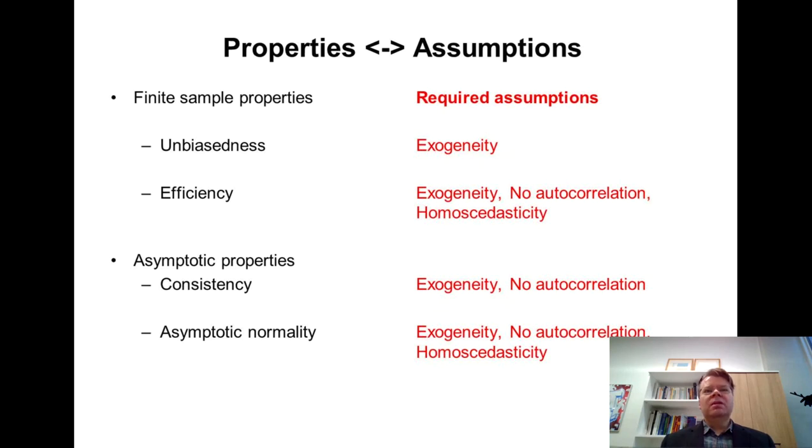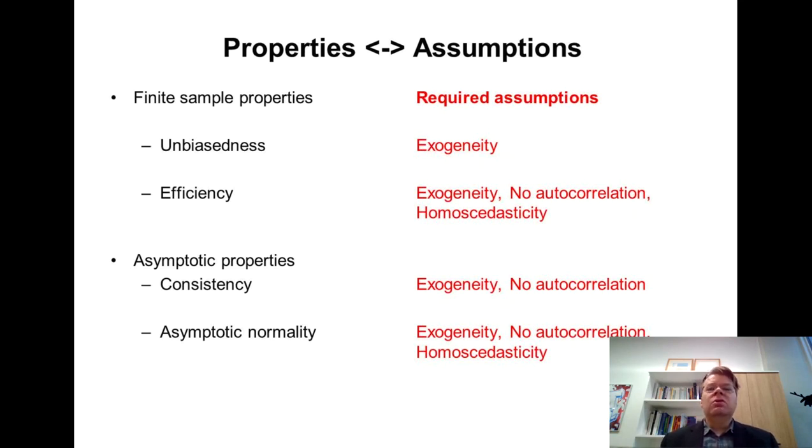For unbiasedness, it was important to have only exogeneity. And actually also for consistency, exogeneity is mainly needed. No autocorrelation was also used to rule out some pathological examples, but particularly no autocorrelation and homoscedasticity would be important for efficiency and asymptotic normality. So already with the exogeneity assumption, we can at least have an unbiased and in most cases also consistent estimator. Additional assumptions are then required for efficiency and asymptotic normality.